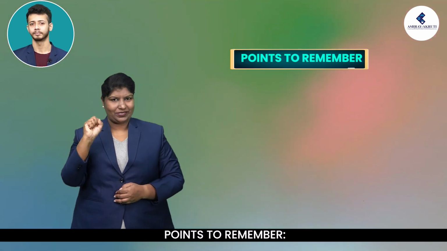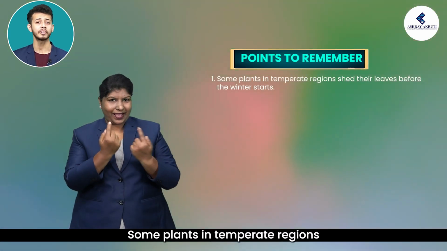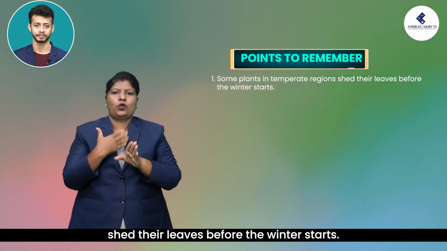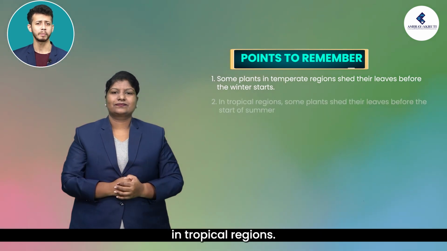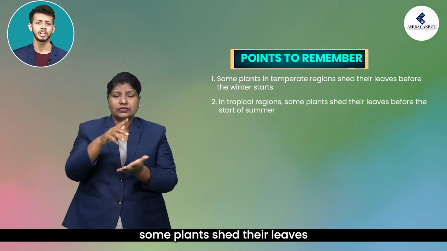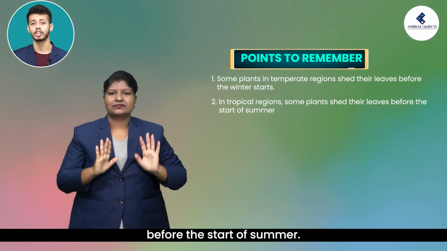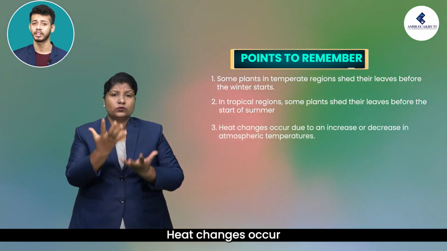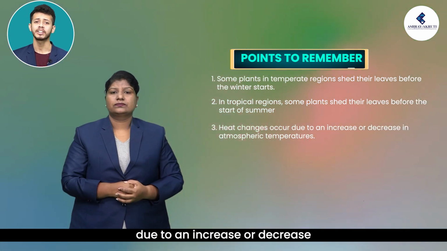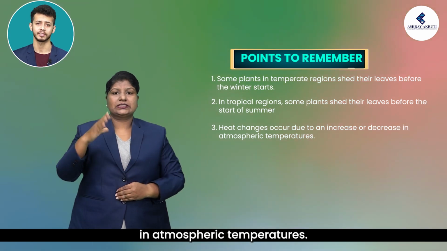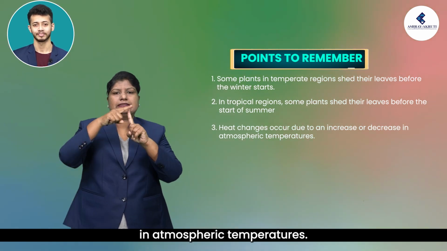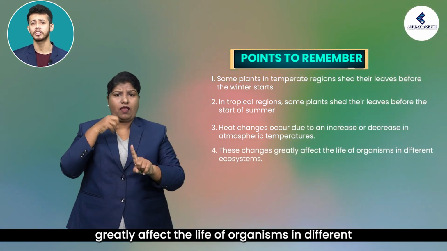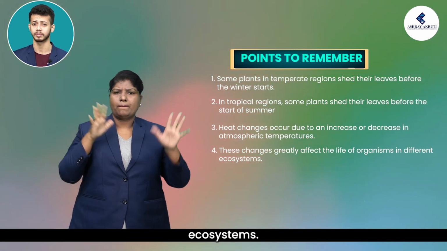Points to remember: some plants in temperate regions shed their leaves before the winter starts. In tropical regions, some plants shed their leaves before the start of summer. Heat changes occur due to an increase or decrease in atmospheric temperatures. These changes greatly affect the life of organisms in different ecosystems.